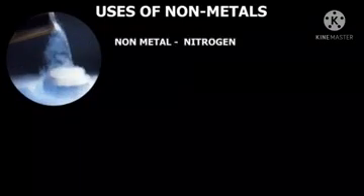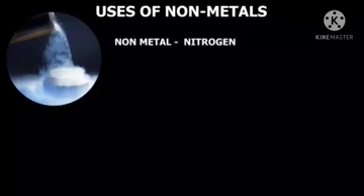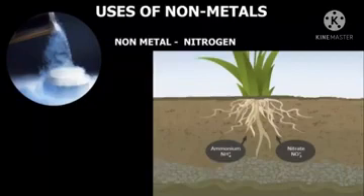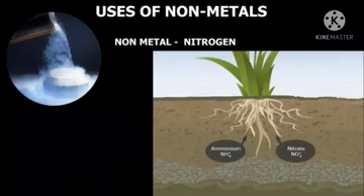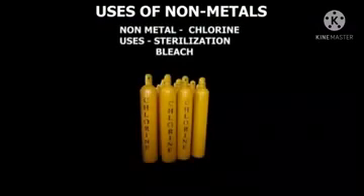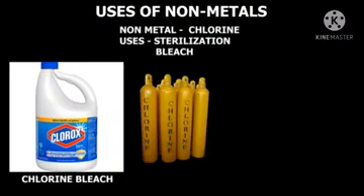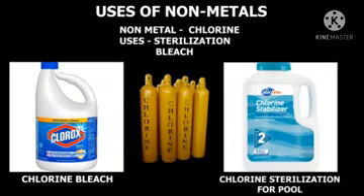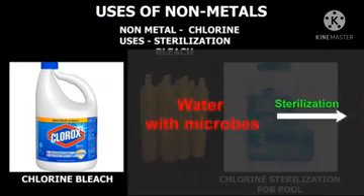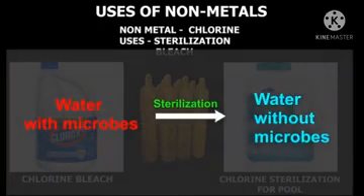Nitrogen is the base material of proteins which are used by living beings for growth. In plants, ammonia is a good source of nitrogen. Ammonia is made from the nonmetal nitrogen. Chlorine is helpful in killing dangerous microbes and thus it is used as a bleaching agent and in sterilizing water. Sterilizing is the process in which harmful microbes are removed from something.